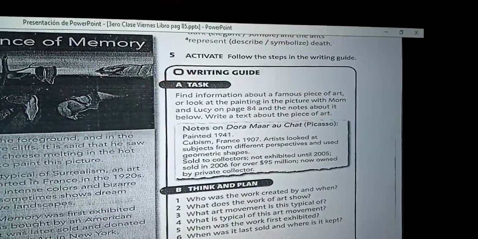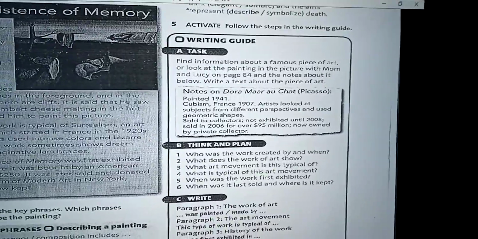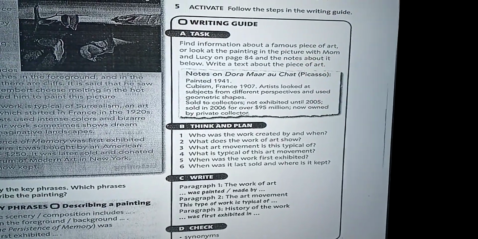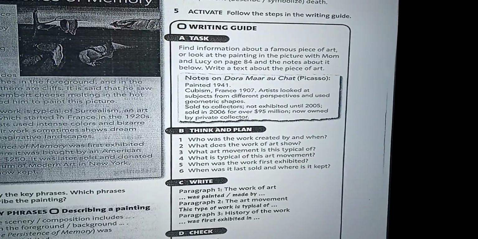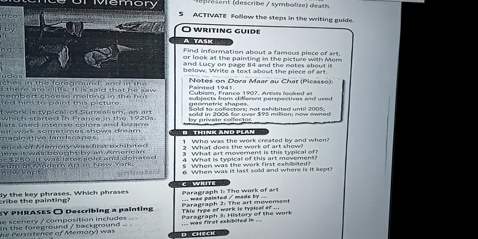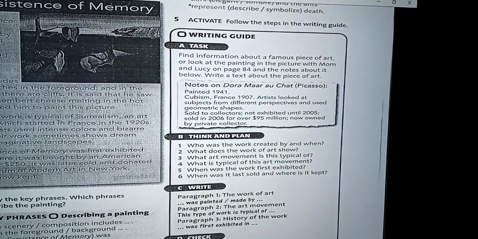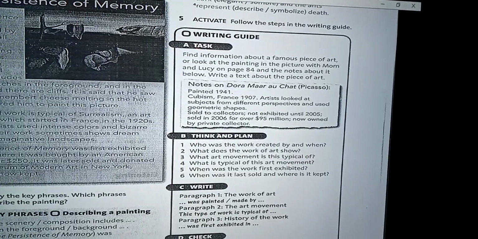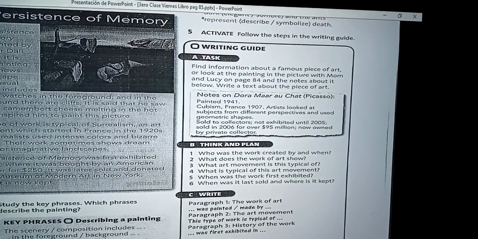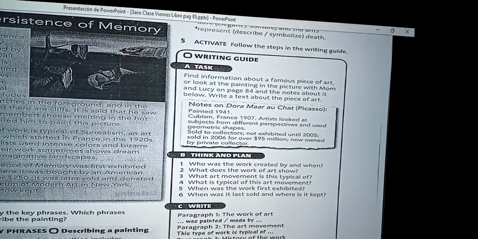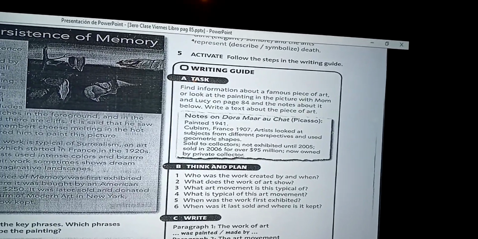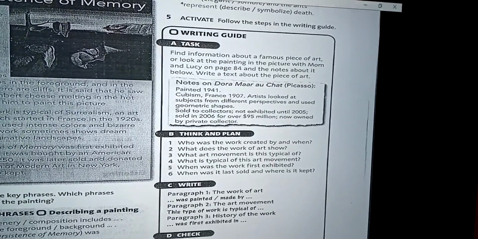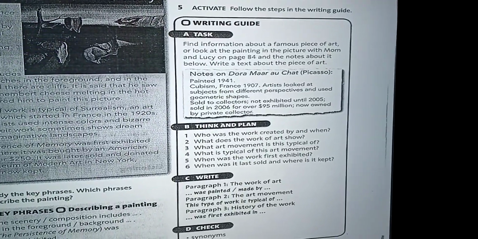Okay, activity number 5. Follow the steps in the grading guide. The grading guide is: A, task; B, think and plan; C, grade; and D, check. Let's see the grading guide. A, test. Find information about a famous piece of art, or look at the painting in the picture with Mom and Lucy on page 84 and the note about it below. Write a test about the piece of art.